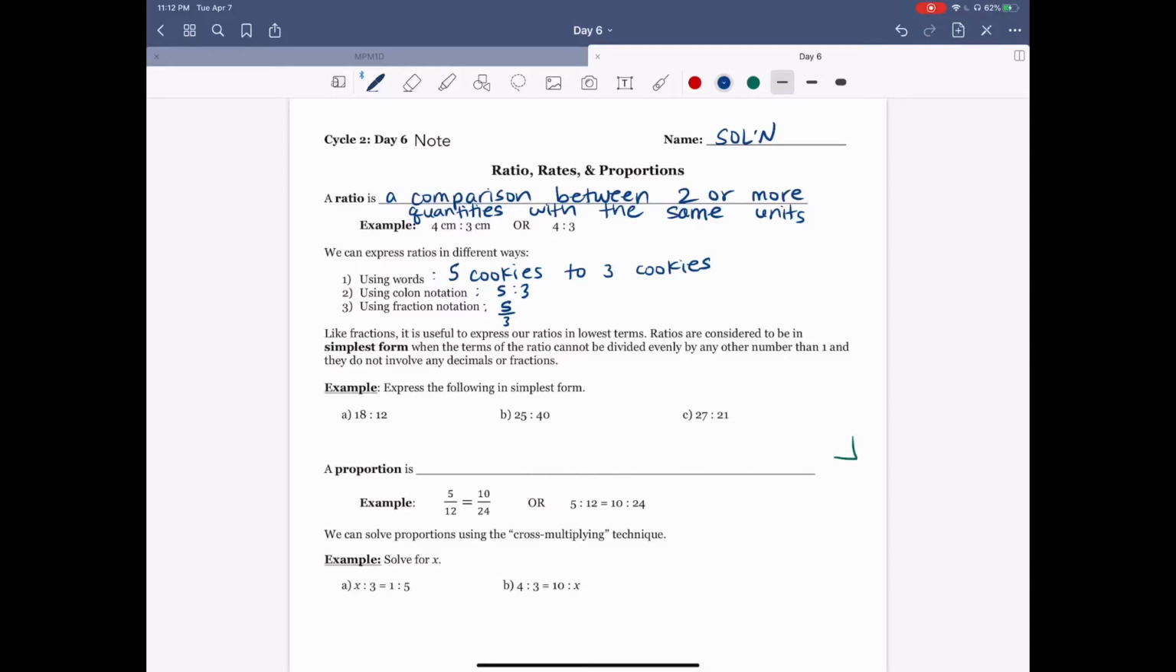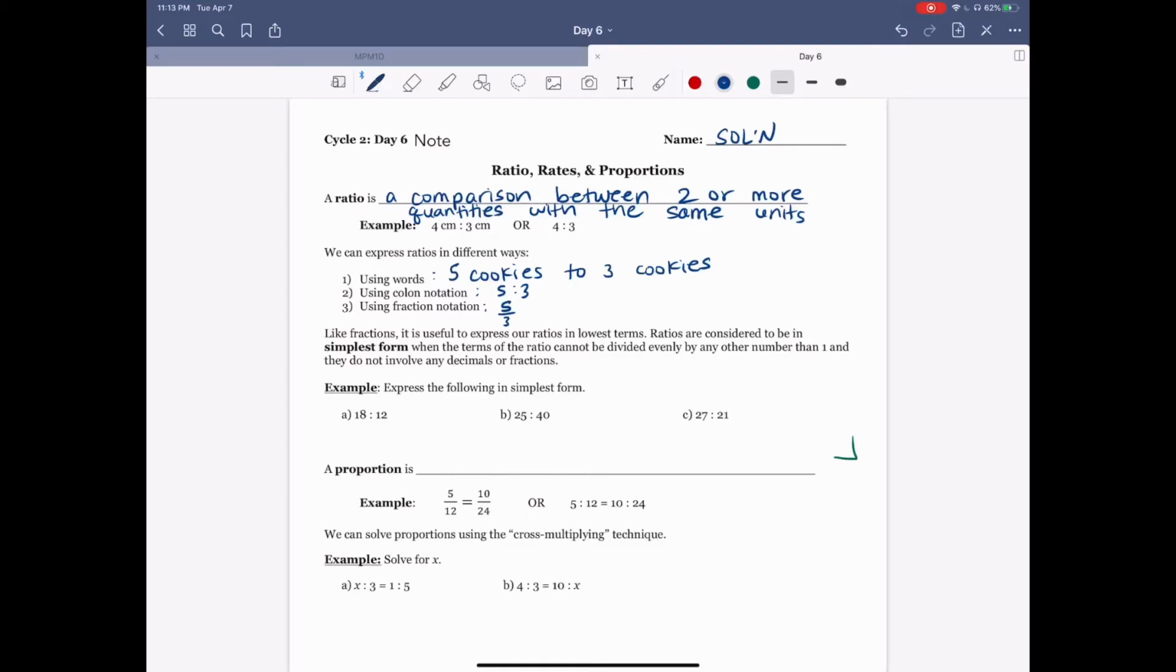Like fractions, it is useful to express our ratios in lowest terms. Ratios are considered to be in simplest form when the terms of the ratio cannot be divided evenly by any number other than 1, and they do not involve any decimals or fractions. So for example, express the following in simplest form: 18 to 12, 25 to 40, 27 to 21. So notice that these have factors in common.